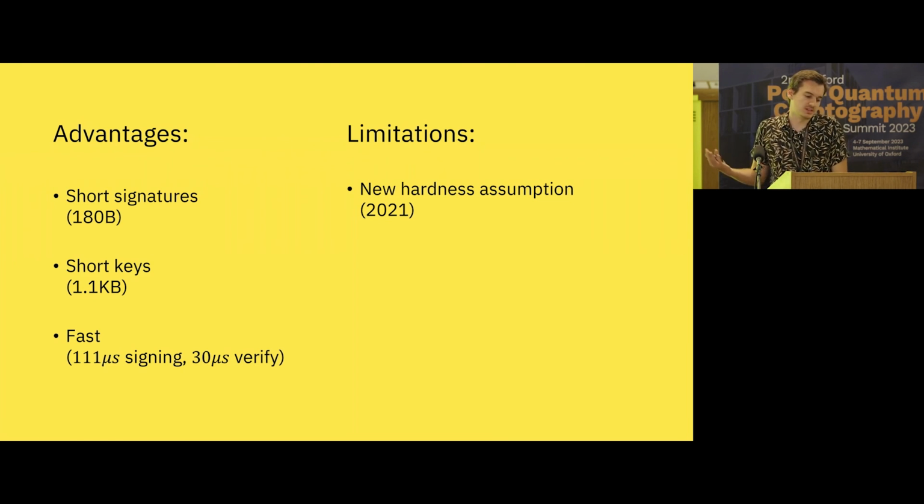But the new limitation is that we use this new hardness assumption where we assume that if you whip up this map and make it bigger, then you still have a preimage resistant function. This is something that requires cryptanalysis, but many people have been looking at this already, and so far it seems fine, but the future will tell, of course.